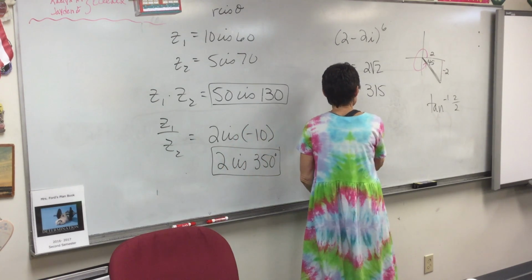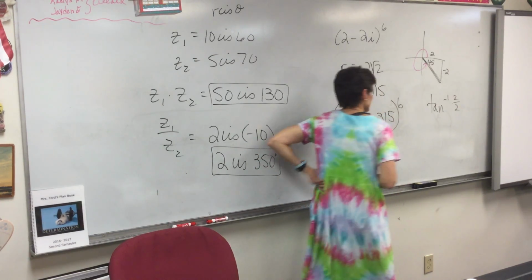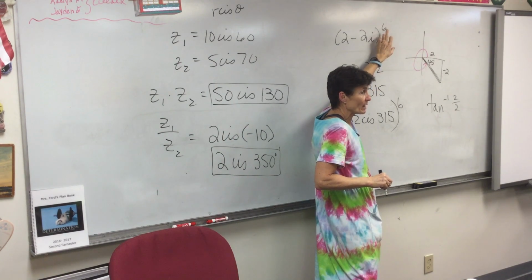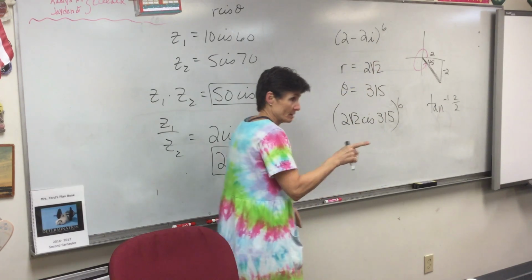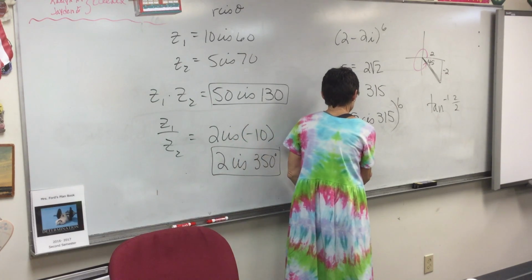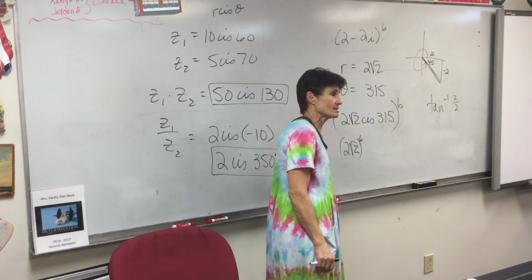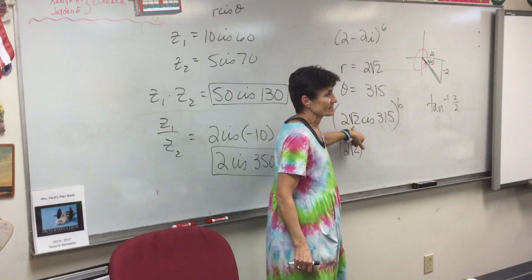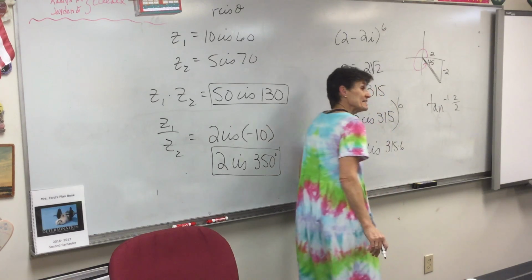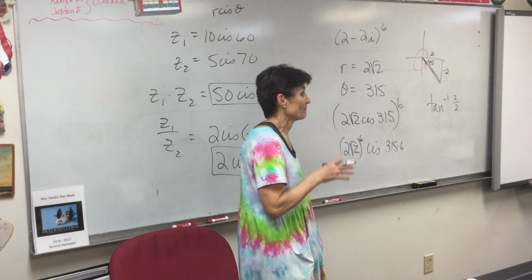Okay, so 2 root 2, CIS 315, raised to the 6th power. Keep in mind, this is the problem. We're raising it to the 6th power. Okay, so 2 root 2 to the 6th power. Are you listening to Jake? Because he knows what he's talking about. He says, we want to multiply this times itself 6 times. Then we want to add 315 6 times. And rather than say 315 plus 315 plus 315, we'll just do 315 times 6.